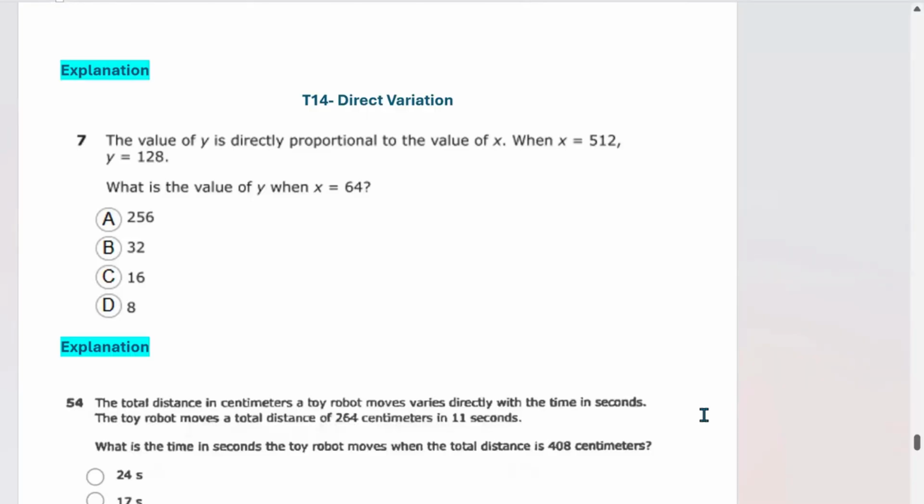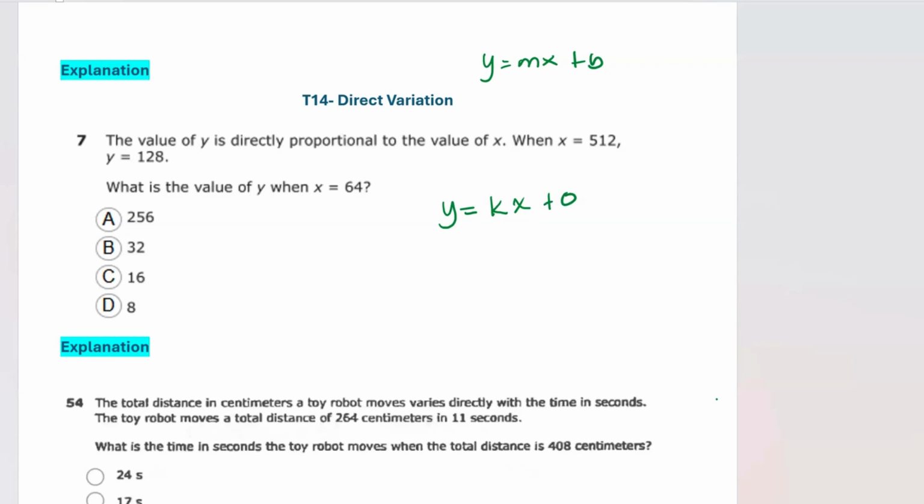Next topic, direct variation. Let's do first the discussion on what is direct variation. Here we go. There's a formula of direct variation. It looks like this: y equals kx. This is similar to y equals mx plus b. The only difference is that the b here is 0.